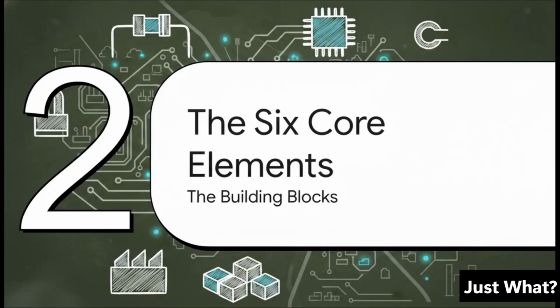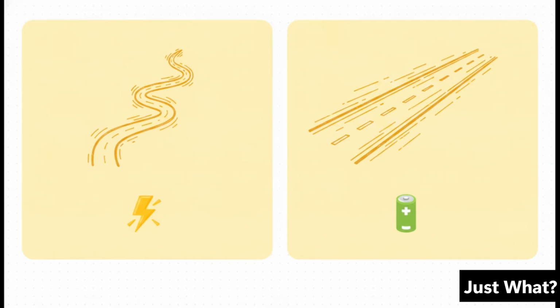Moving to Section 2, the 6 core elements. These are the fundamental building blocks of our board. So now that we know we're dealing with a physical map, we really need to understand the language it's written in. The legend to our alien city. First up, you've got the traces. Think of traces as the actual copper wires printed straight onto the board. They're the roads connecting everything together.